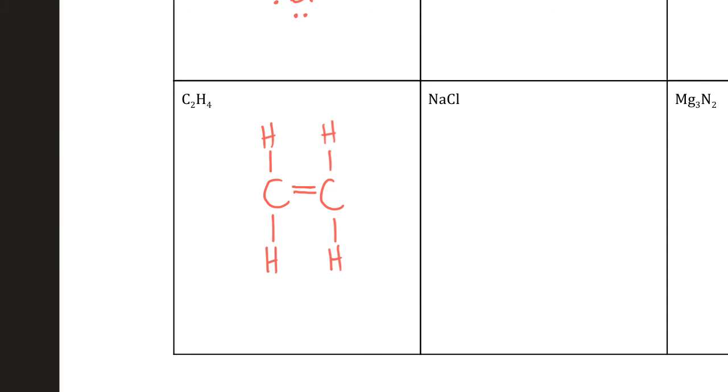Let's see if it follows the octet rule. 1, 2, 3, 4, 5, 6, 7, 8. Perfect. And of course it should be exactly the same for the other carbon. All the hydrogens are satisfied. We should have a total of 2 times 4 is 8, plus 4 times 1 is 4. 12 electrons in total if you count them up. 1, 2, 3, 4, 5, 6, 7, 8, 9, 10, 11, 12. Perfect.